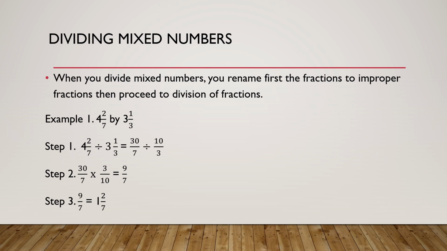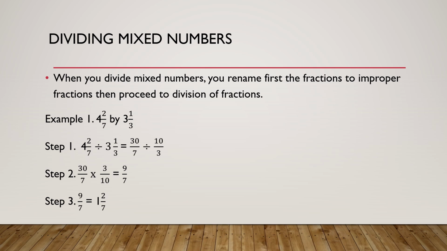We can also divide mixed numbers. So when you divide mixed numbers, you first rename the fractions to improper fractions, then proceed to the division of fractions. For example, 4 and 2/7 divided by 3 and 1/3. So step 1, we need to transform them into improper fractions. How do we do that? 7 times 4 is 28 plus 2 is 30 over 7. And then 3 times 3 is 9 plus 1 is equal to 10. That's why 10 over 3.